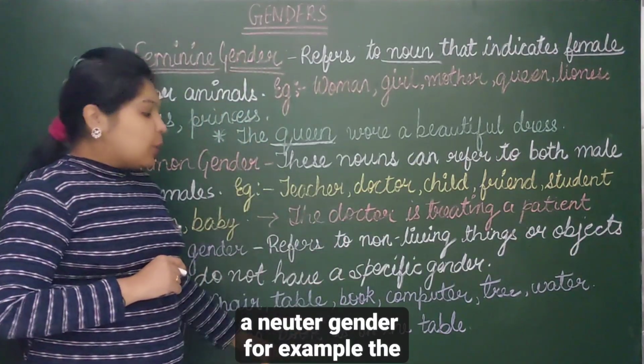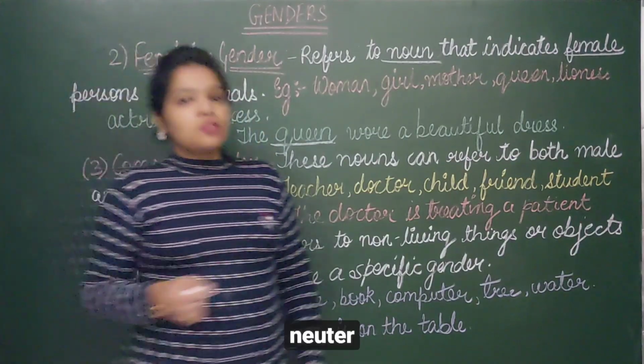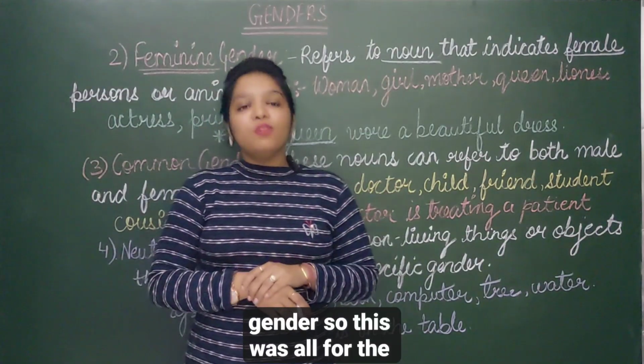For example, the book is on the table. Now the book is a neuter gender. So this was all for the genders.